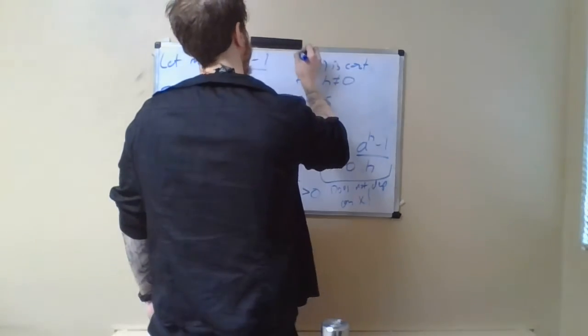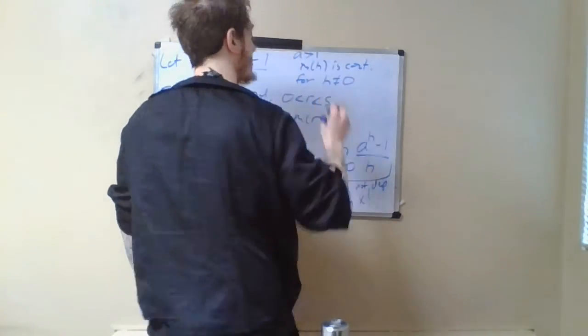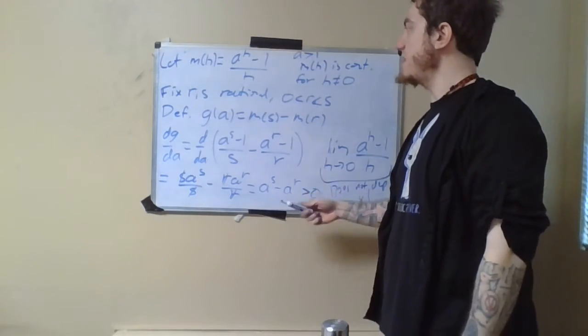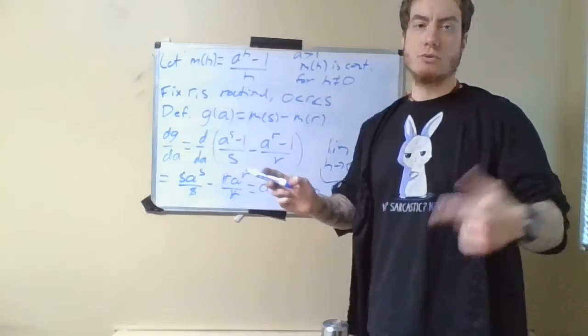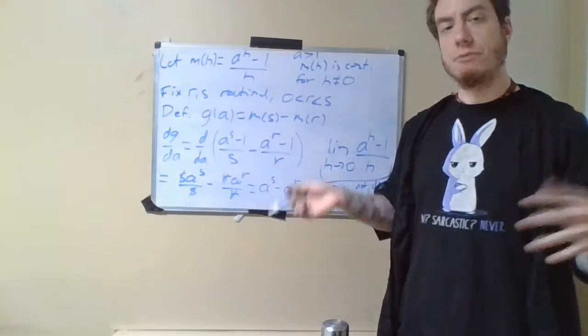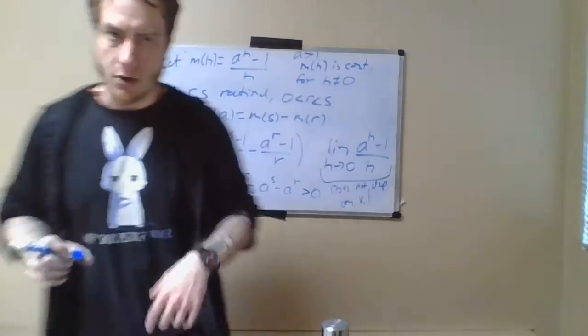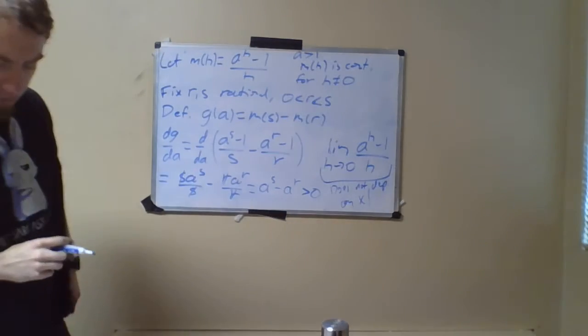Oh, and I should say here that we're going to take here a to be bigger than 1. If a is less than 1, then this comes out to be negative, m of h is decreasing, and we flip our arguments around. So it's the same kind of argument, just in the reverse direction, like all the inequalities end up getting reversed.